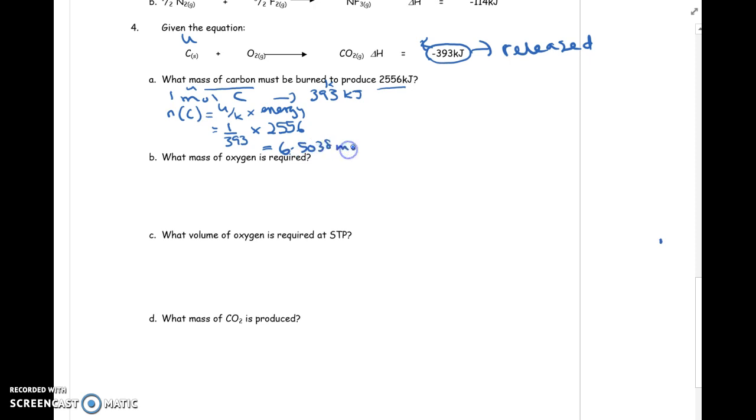6.5038 moles. Now from there we need to calculate the mass of carbon. So we know the mass of carbon is equal to number of moles times formula mass, which is 6.5038 times 12.01, and this comes out to 78.11 grams to 4 significant figures. Let's try the next part.